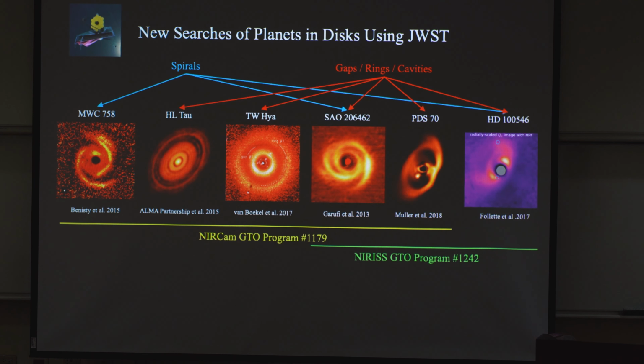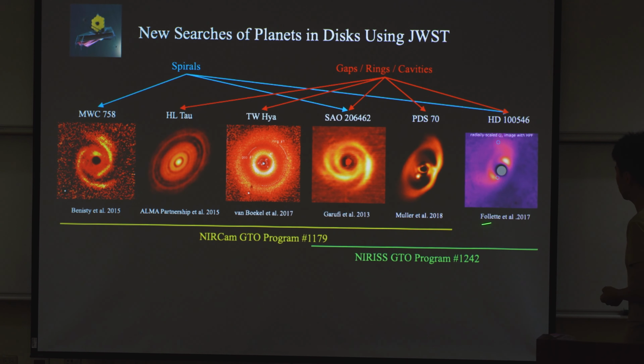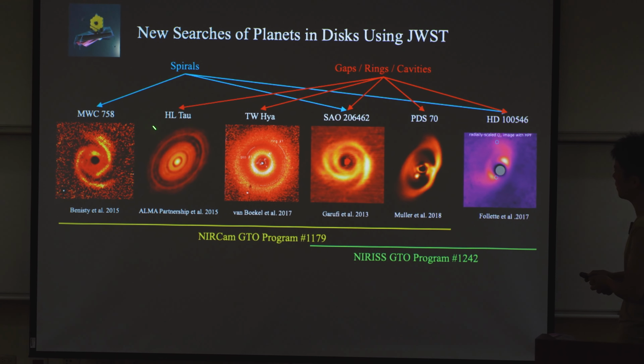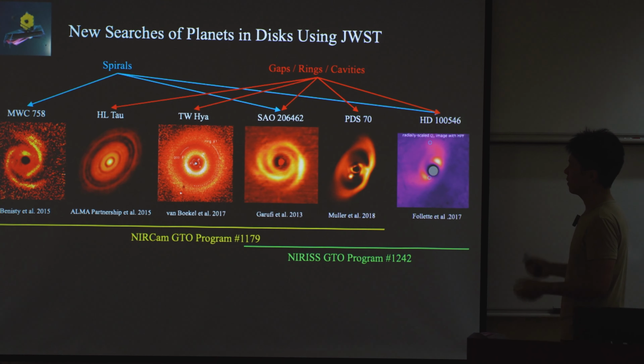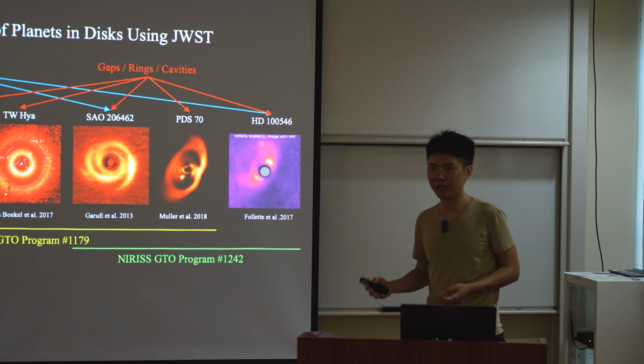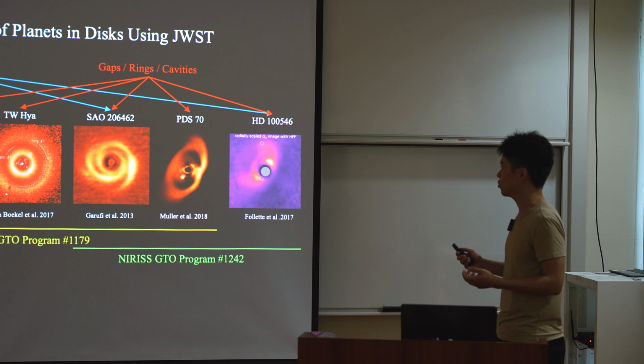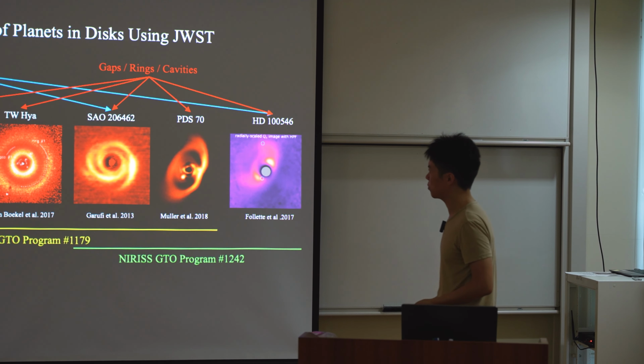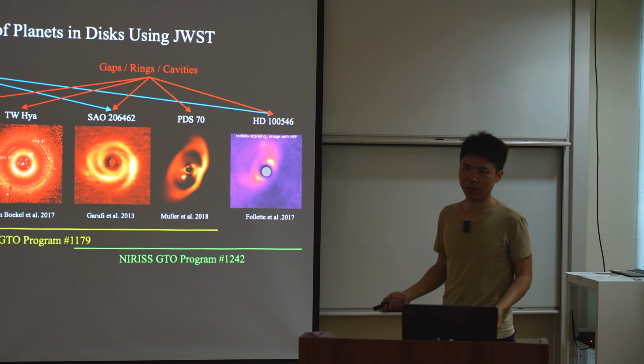Now we have James Webb, so people are renewing the search using the new instrument. In the current cycle, there are 2 GTO programs, so guaranteed time of the instrument team, that are devoted to looking for planets in protoplanetary disks. Between the 2 programs, 6 objects are covered. You see many familiar names: MWC 758, HR Tau, TW Hydra, and PDS 70. They are some of the most famous protoplanetary disks, and they're famous because they host planets or possibly planet-induced structures. So the goal of these 2 James Webb GTO programs is to search for the predicted planet.